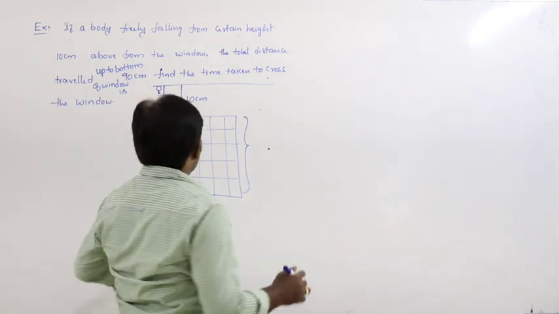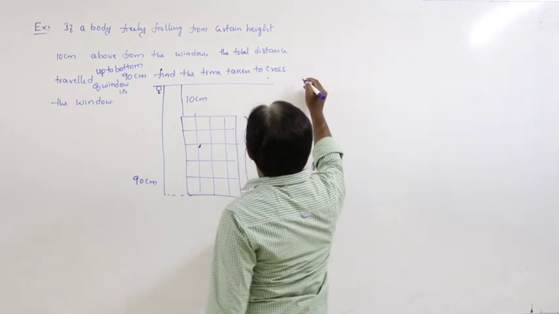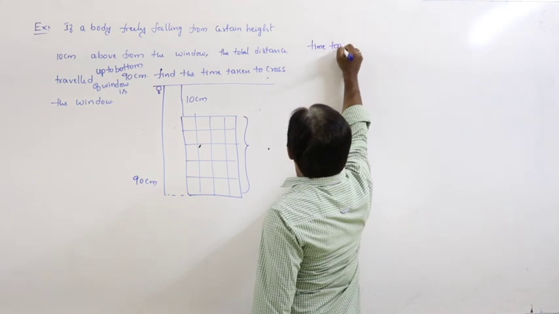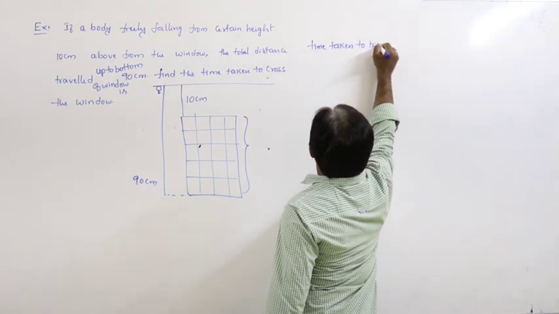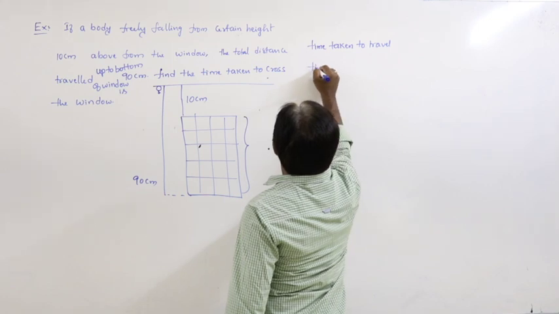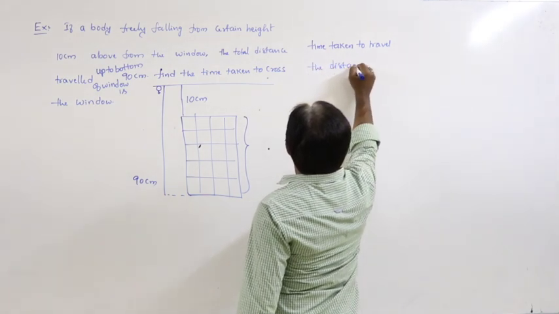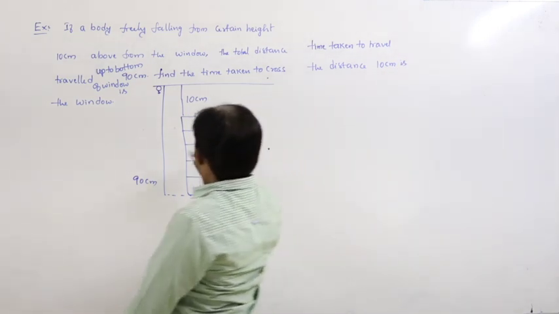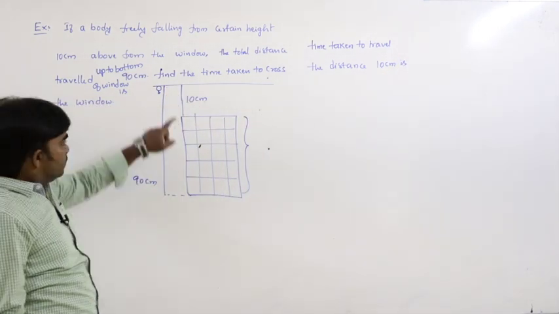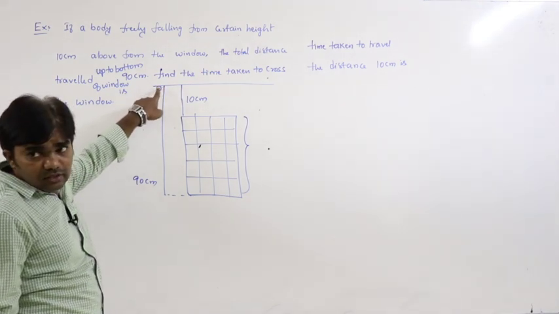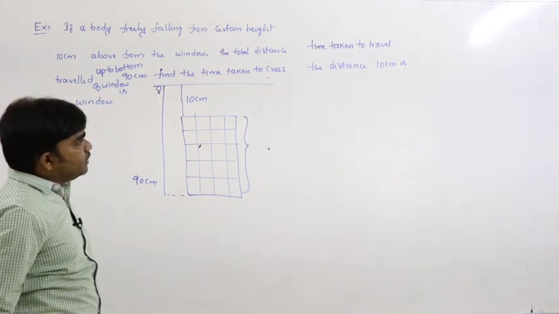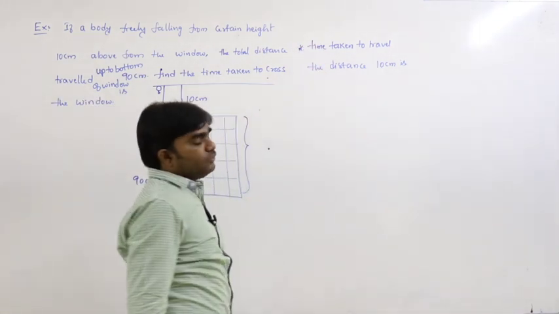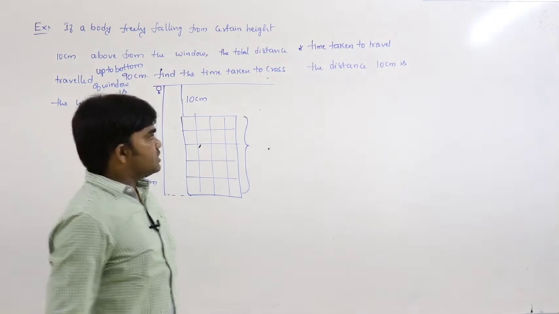Otherwise, one more method. Let us say here it is the freely falling body. Time taken to travel the distance 10 centimeters. So here the body is freely falling. The time taken by the freely falling body to travel the distance of 10 centimeters.